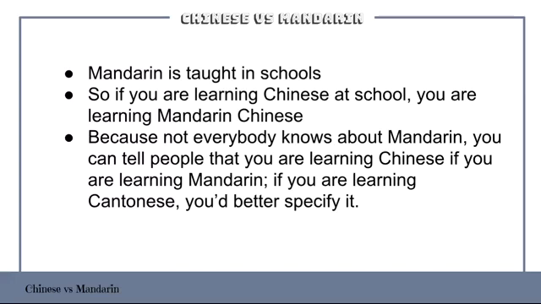Because not everybody knows about Mandarin, especially outside of China, you can tell people that you are learning Chinese. In most cases, 99% chance, you are learning Mandarin. But there are still some chances. If you are learning Cantonese, for example, then you'd better specify it. You should say, I am learning Cantonese, instead of saying, I'm learning Chinese. Because if you say, I'm learning Chinese, that means you are actually learning Mandarin. Okay?